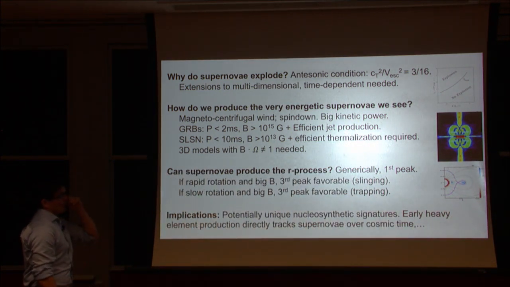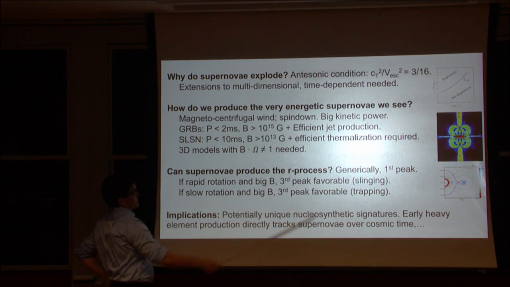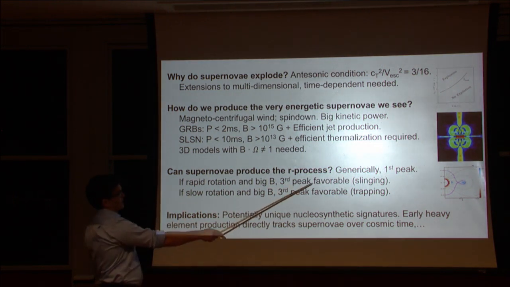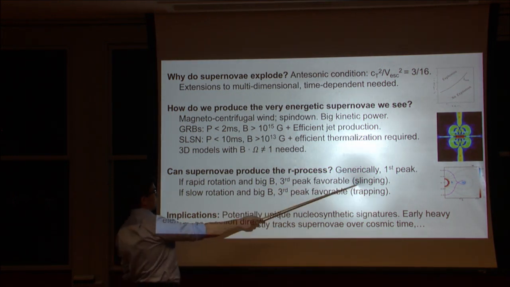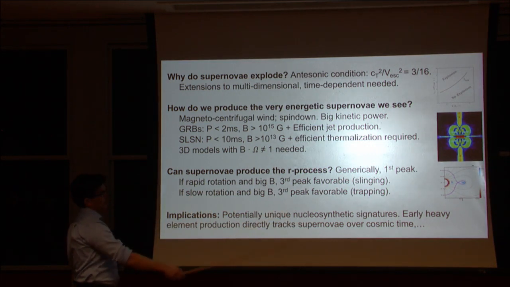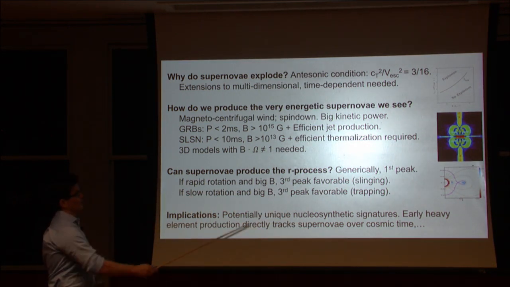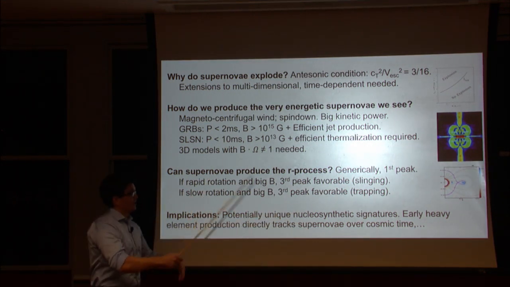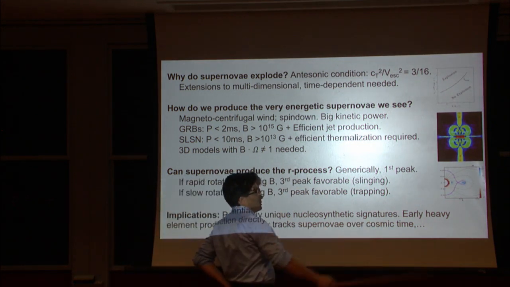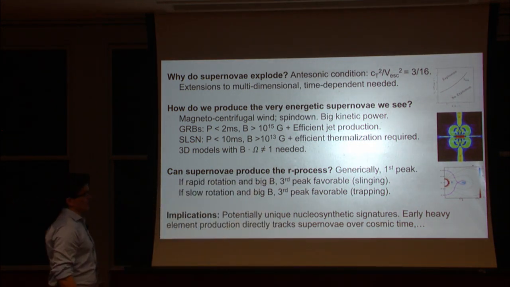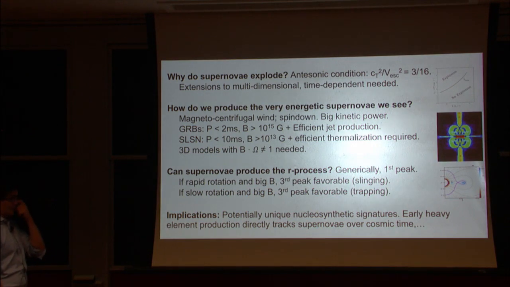Can the supernova produce the r-process? Well, generically, yes, the first peak. If rapid rotation and high B, then third peak. That's in the slinging limit. And if slow rotation and big B, then third peak is also favorable. That's that trapping limit where you see these toroidal plasmoids emerging, superheated toroidal plasmoids emerging like a coronal mass ejection.